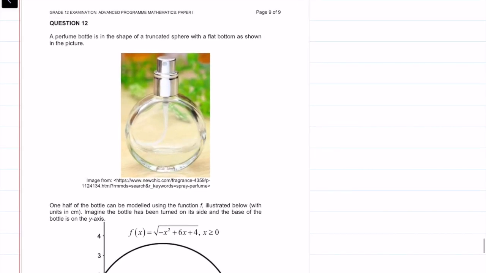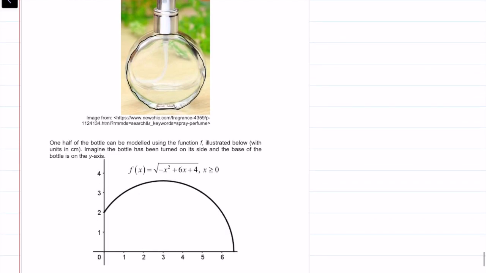We are going over question 12 of the IEB 2018 final exam. Question 12 really has to do with integration. A perfume bottle is in the shape of a truncated sphere with a flat bottom as shown in the picture. So we have a flat bottom here and a truncated sphere, as stated in the question. One half of the bottle can be modeled using the function f illustrated below, with units in centimeters.